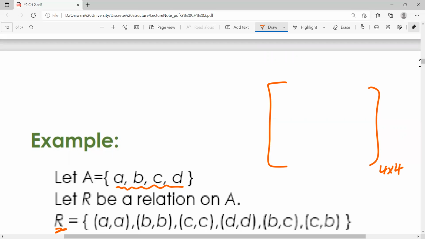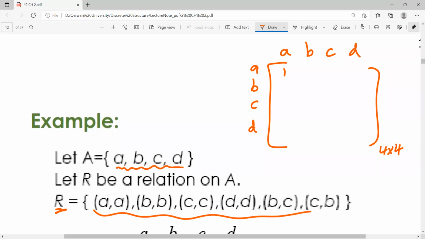And then let's write down the elements of A for both rows and columns. A, B, C, and D. We also write down A, B, C, and D because it's from A to itself. So both must be A for rows and columns. Do you have AA? Yes. This is one. How about AB? We have no AB in the relation. So you just put 0. Look, this is AB. It represents this location. How about AC? It represents this location. And so on for others.